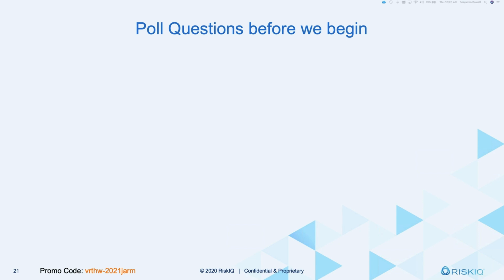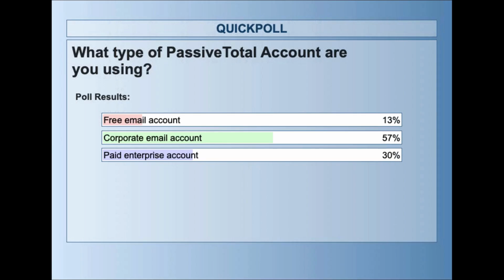Okay, 13% are free accounts. I highly recommend you get a corporate account. There's no charge, and if you need to transfer your free account to a corporate account, we can move all your history over as well if you need that. 57% are corporate email, awesome, and 30% are paid accounts. Great.